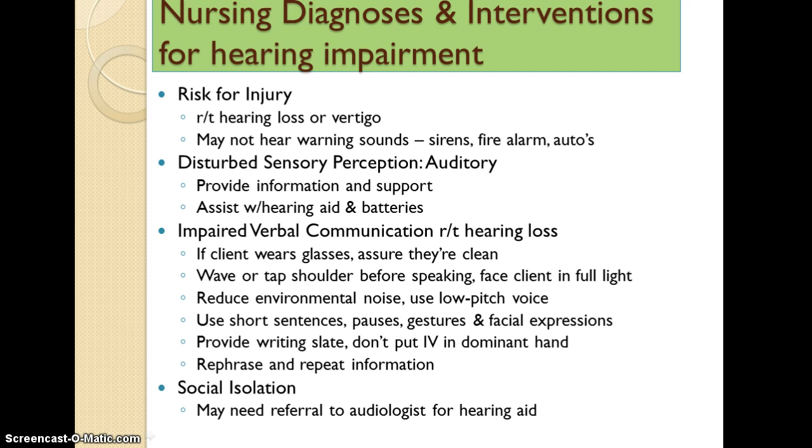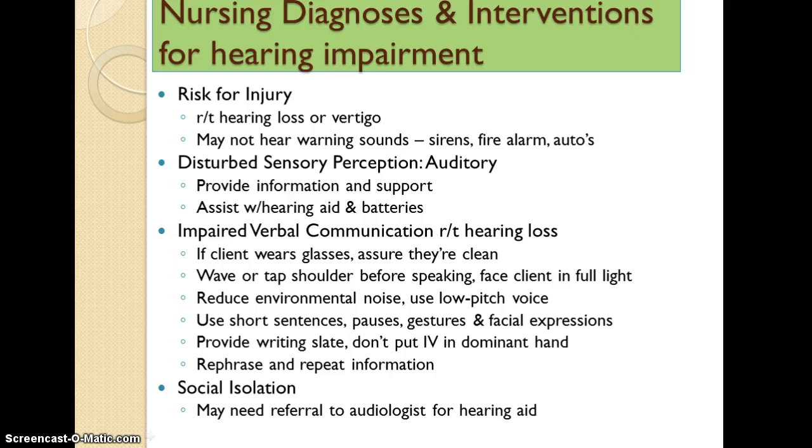Use short sentences, pauses, gestures, and facial expressions. Don't go on and on and on, because you may have lost them. Put breaks in there so they can tell you, hey, I don't understand what you just said, can you repeat that? Provide a writing slate, or now they have iPads, which are very nice to use with patients who cannot hear or cannot speak, say that they are ventilated. Rephrase and repeat information.